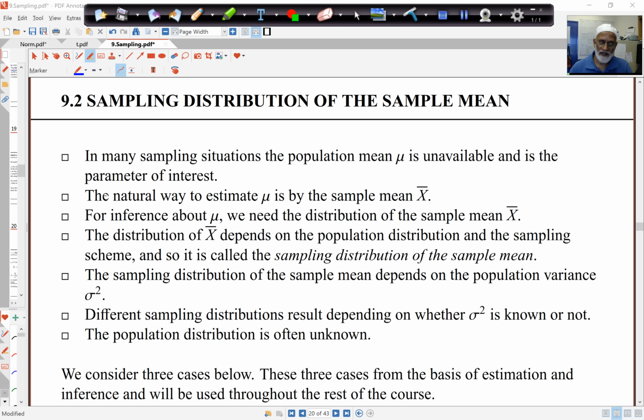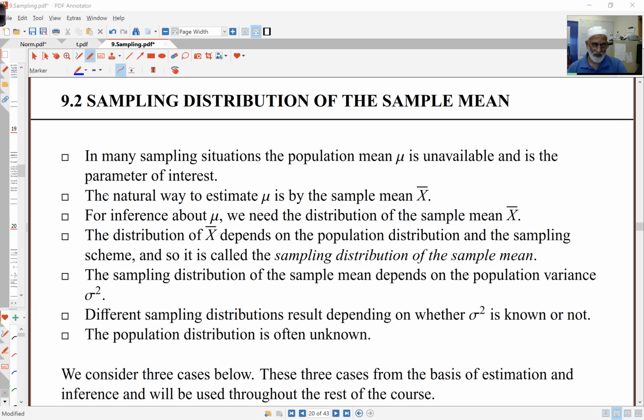Hello again. Let's now go further with our sampling ideas. So now we're looking at the sampling distribution of the sample mean. There seem to be too many words here, but the basic idea is that the distribution depends on my sampling scheme. That's why it's the sampling distribution. If I change the way I sample, then my distribution will change as well.